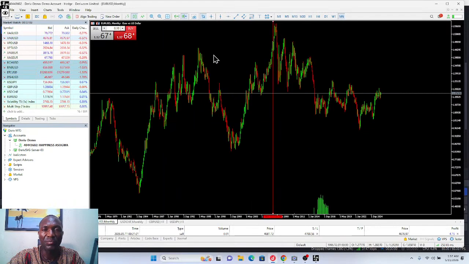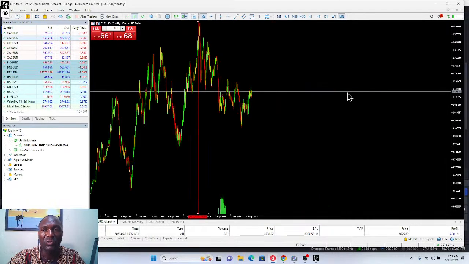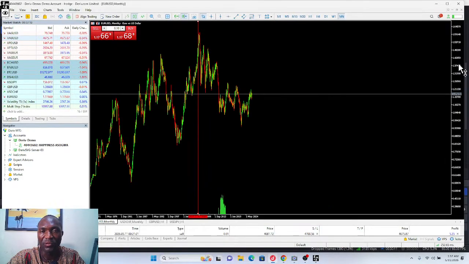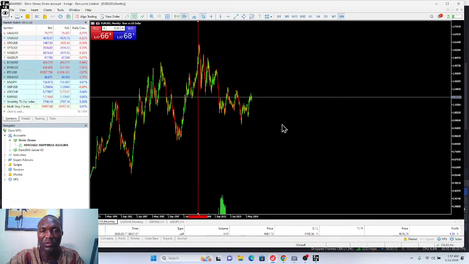So what will be the bigger picture? How will you know the bigger picture? You can see this zoom out. You click on it, you get the chart. The chart will be small like this. I'm going to remove this.